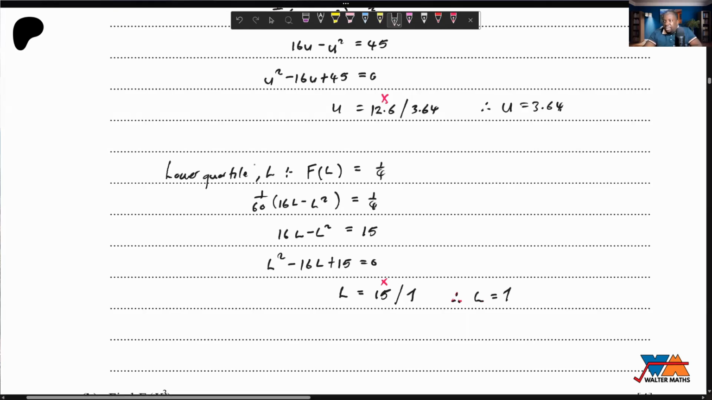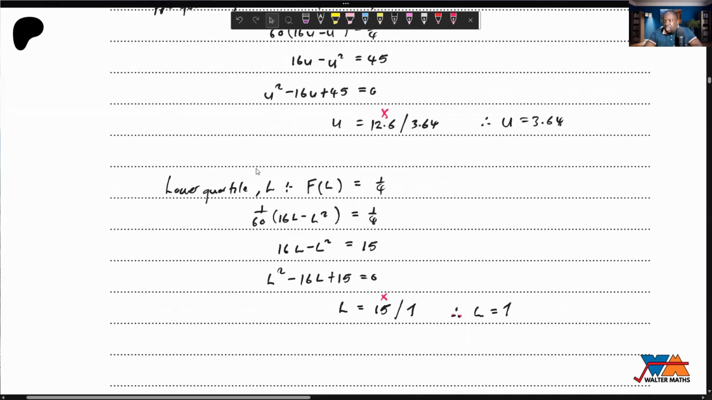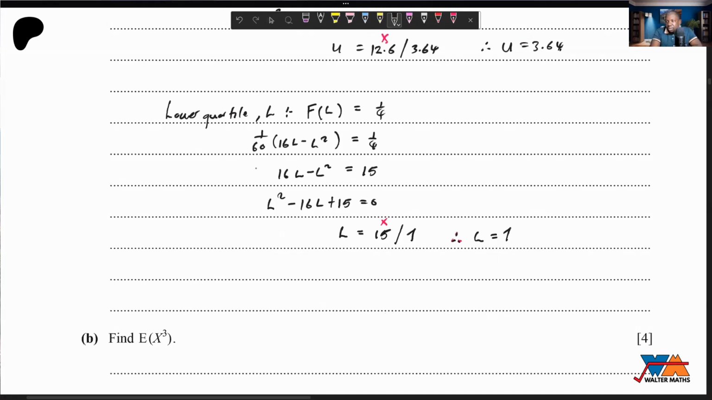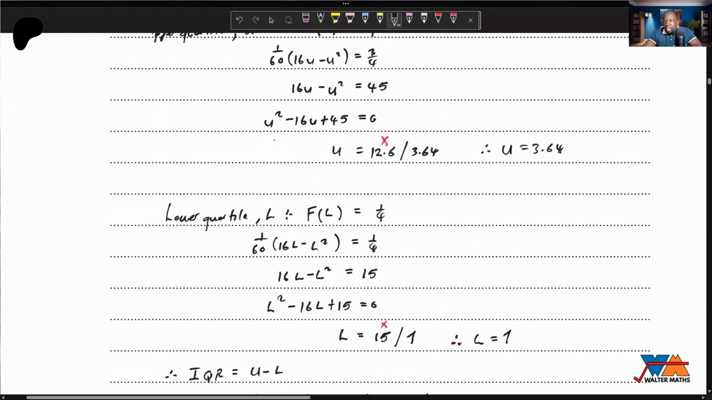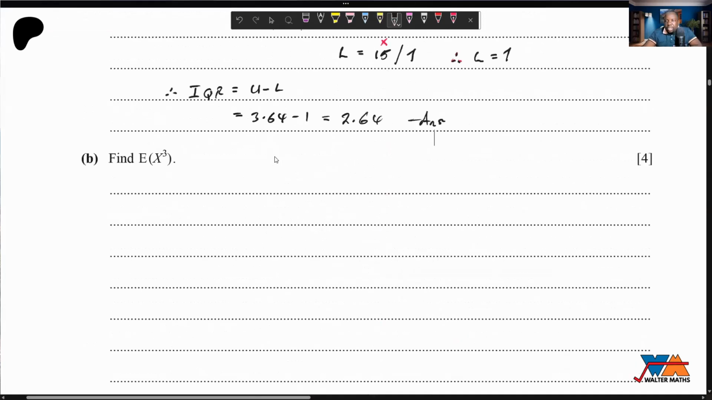Now when we have L being equal to 1, we can find the interquartile range. Therefore the interquartile range is equal to upper quartile minus lower quartile, which is 3.64 minus 1. So it's 2.64, and that's the answer. So that's how we do it for that particular question. Let's go on to part B.